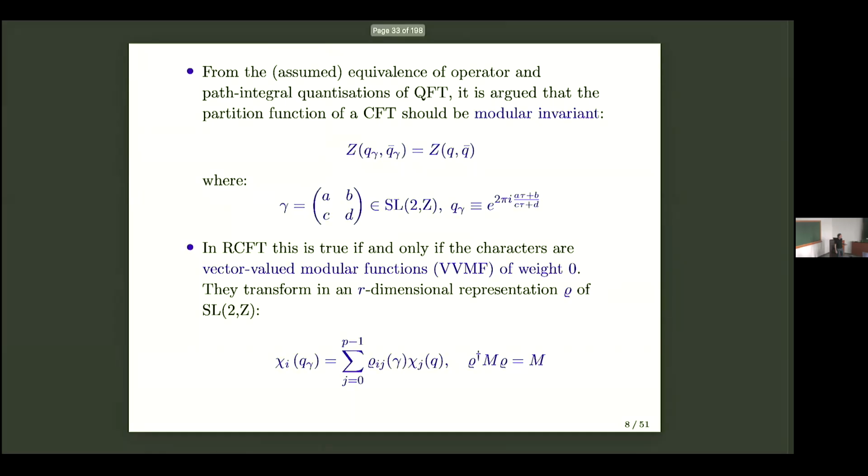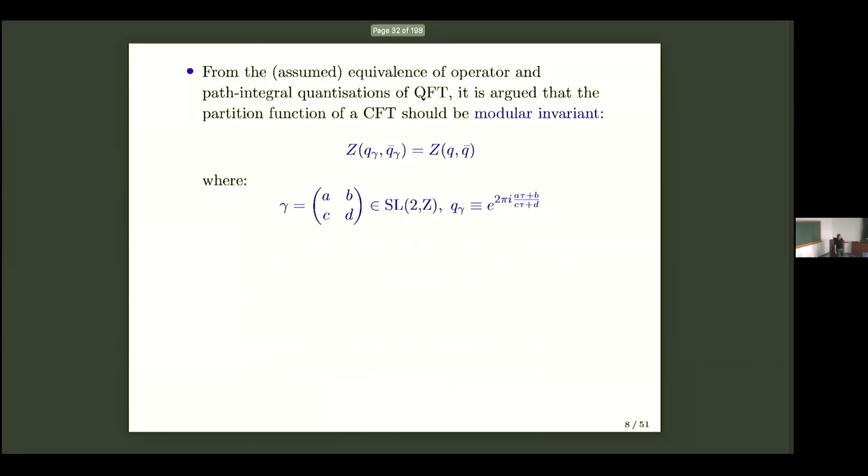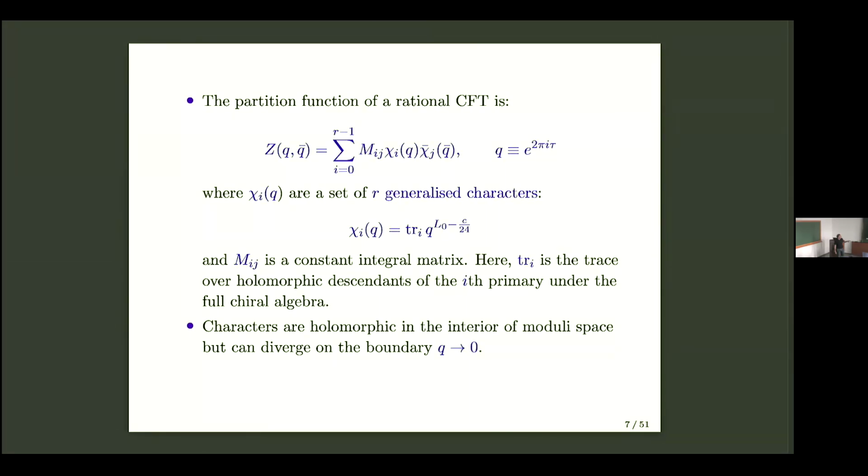And so the statement is that the characters must be vector valued modular functions, which means, thinking of them as a vector, they're not modular invariant, but they are invariant up to a rotation of the basis. So the set of chi's is the same linear span as the set of chi's before the modular transformation. And for this to make Z invariant, that matrix M_ij which appeared in Z has to be preserved by rho dagger. That again you can see from this equation, because rho and rho dagger act on the two sides of M, and if they give back M, then this is invariant.